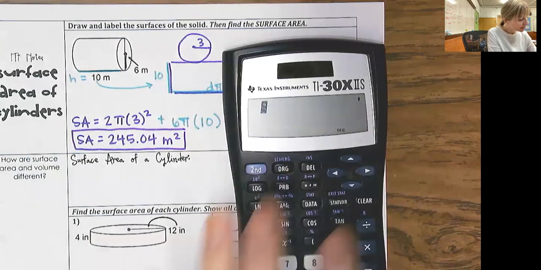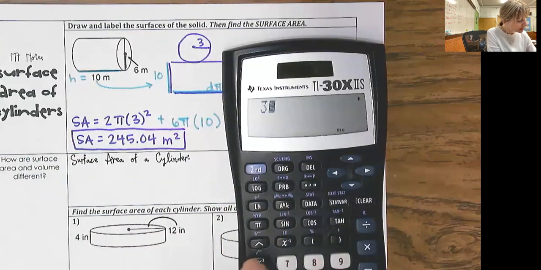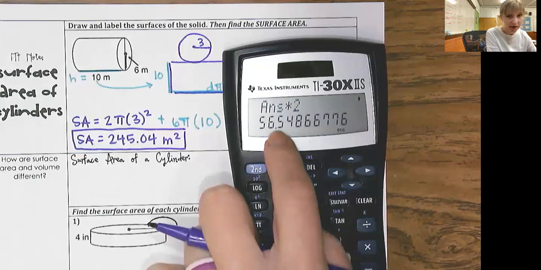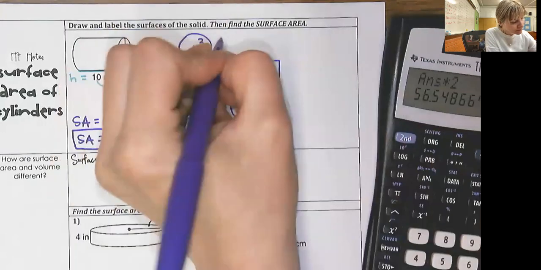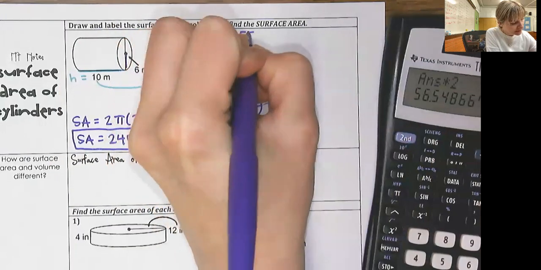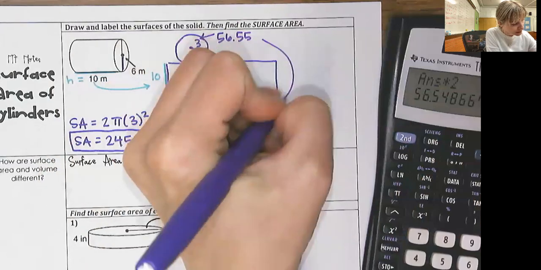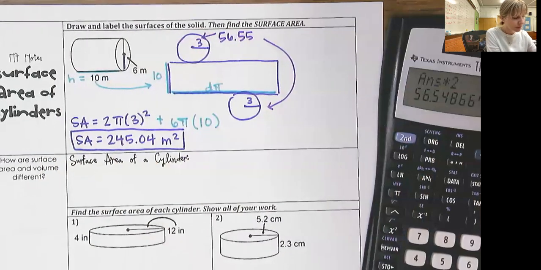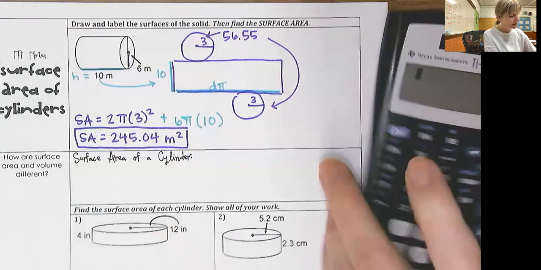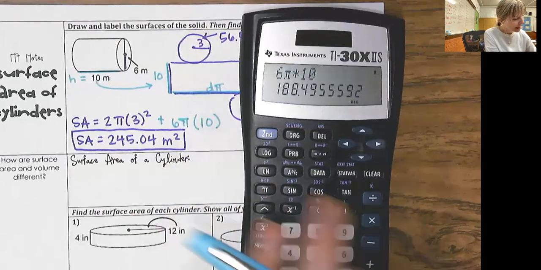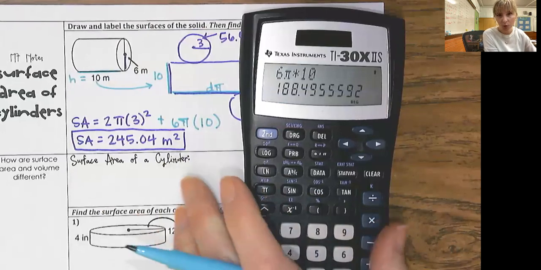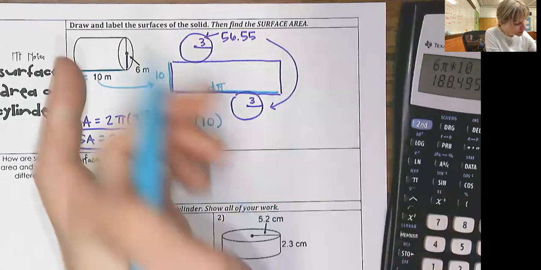I could have done it separately as well. I could have gone 3 squared times pi, and then I could have times that by 2 and kept track of that number, 56.55. So the 2 circles are 56.55. That's the 2 pi r squared. And then this part, the 6 pi times 10, is 188.4, okay, 50.